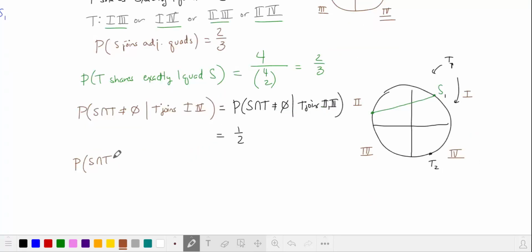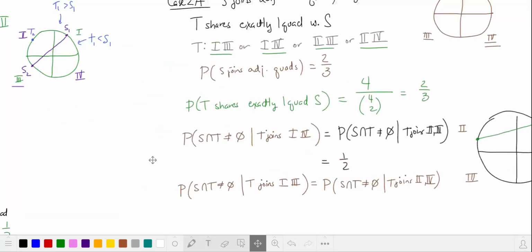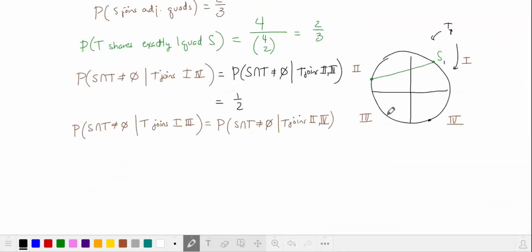Now we can find the probability of an intersection. If T joins 1 and 3, that's going to be the same due to the symmetry of finding an intersection when T joins 2 and 4. We saw something similar to this. Let's put one of our endpoints of T over here in quadrant 3. T2 can be anywhere in this quadrant, but again, it depends on the location of T1. So the probability that we have an intersecting point again is 1/2.